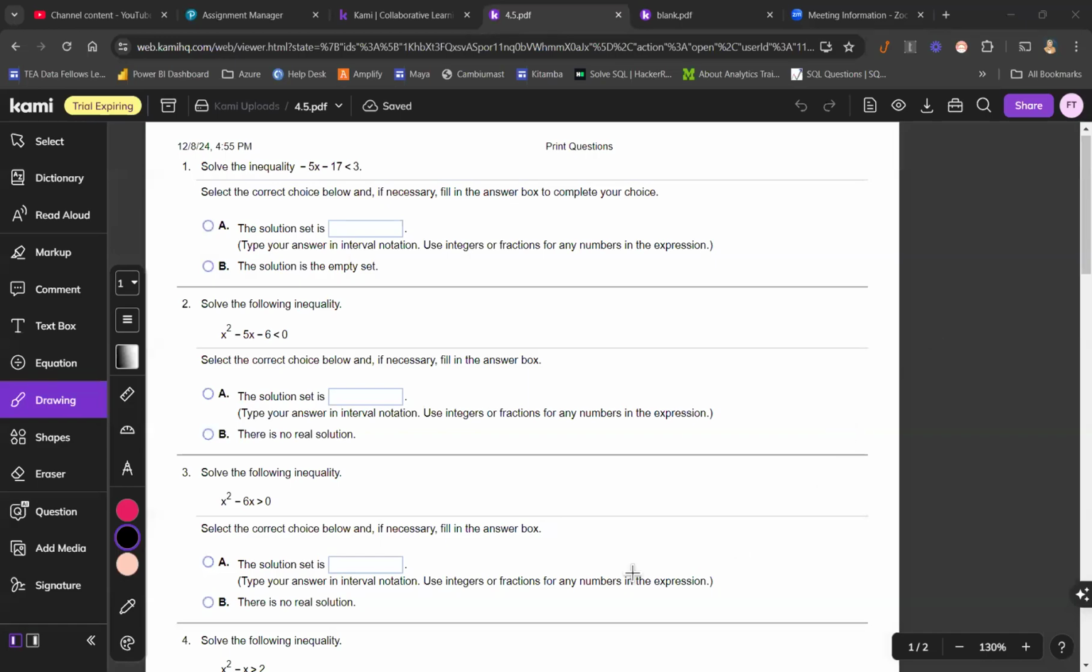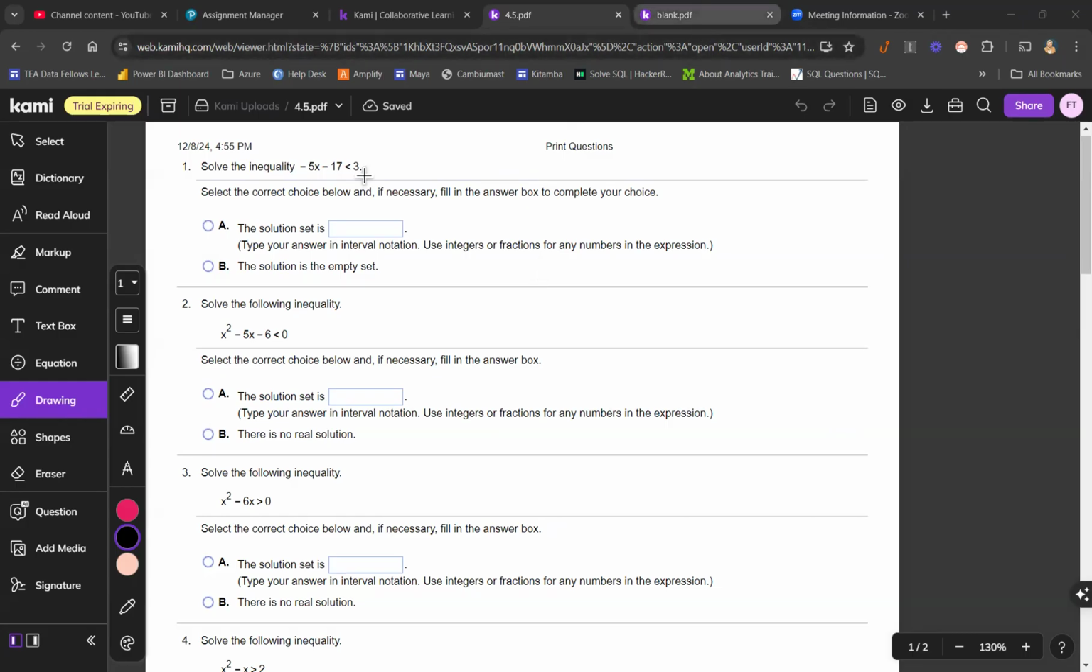4.5. 4.5 is called polynomial inequalities. This is what 4.5 is. So we're going to take a look at questions about polynomial inequalities. So the first question from the homework is, negative 5x minus 17 is less than 3.